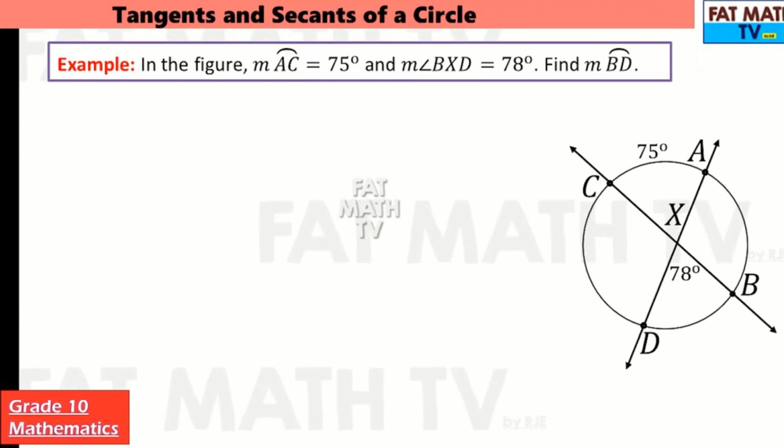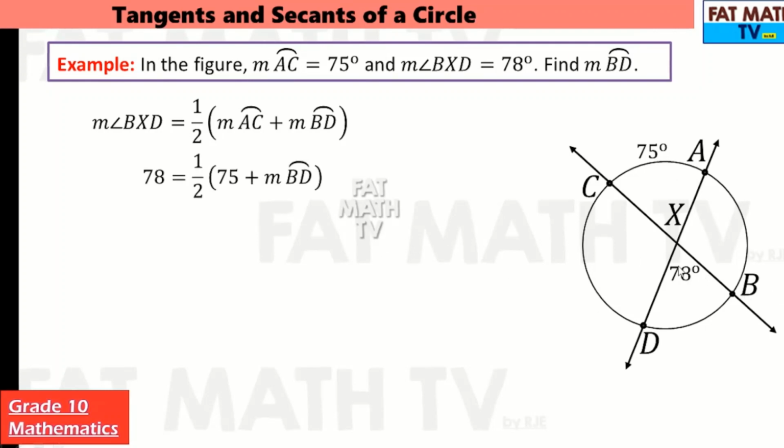Okay, how about this one? We are given here the arc AC, but the other given is the measure of the angle here. So we are asked to find the measure of the other intercepted arc. So measure of the angle is half the sum of this AC and BD. So 78 is equal to half of 75 and this arc BD.